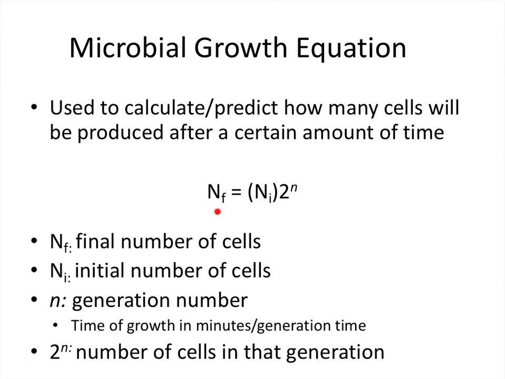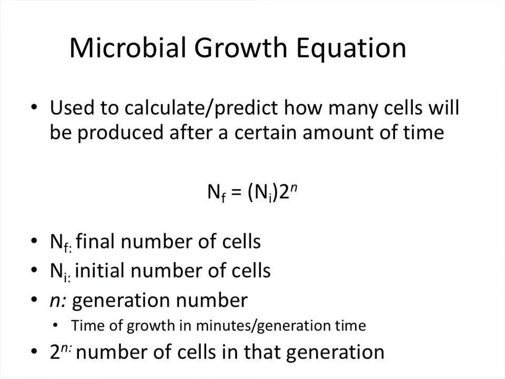So NF, like I said, equals the final number of cells. This is the number of cells that we will end with. And that equals Ni, the initial number of cells, the number of cells we start with. And n is the generation number, whether we're starting on generation 1, generation 2, generation 3, generation 4, etc. That's basically telling us how many times the culture has reproduced itself. NF is what we are solving for. You will always be given Ni, and you will be shown how to calculate n from the information that is given to you.